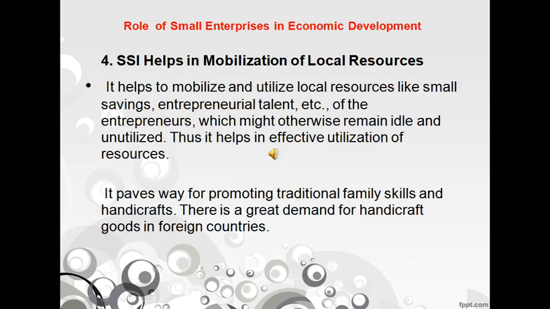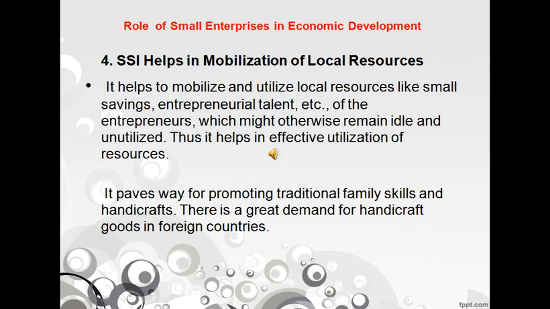Now, SSI helps in mobilization of local resources. It helps to mobilize and utilize local resources like small savings, entrepreneurs, talent of entrepreneurs, etc., which might otherwise remain idle and unutilized. Thus, it helps in effective utilization of resources.